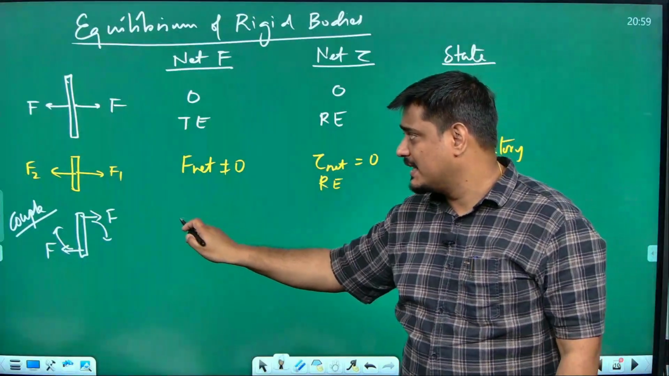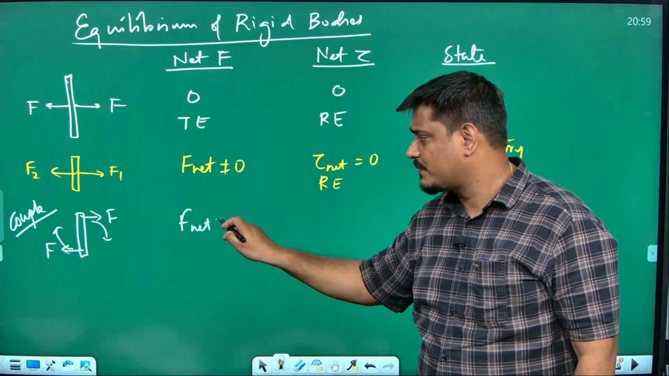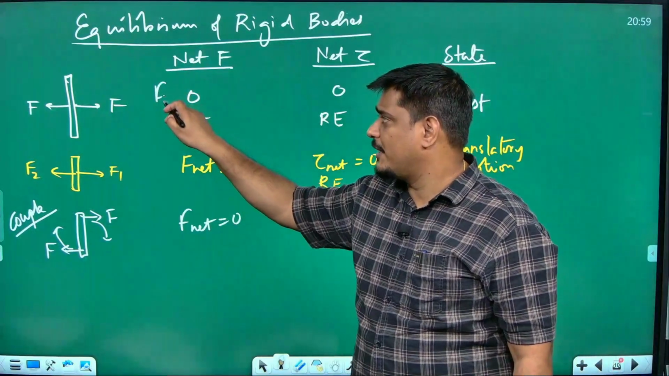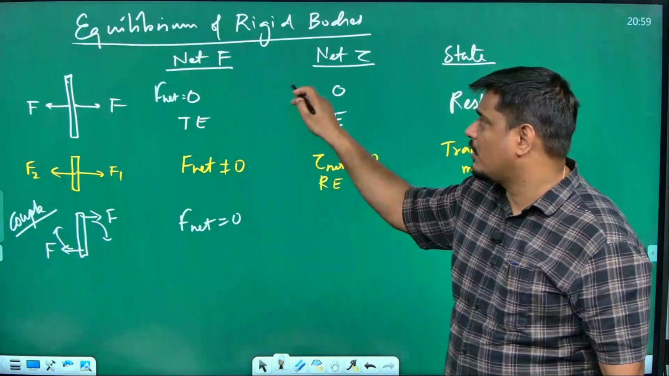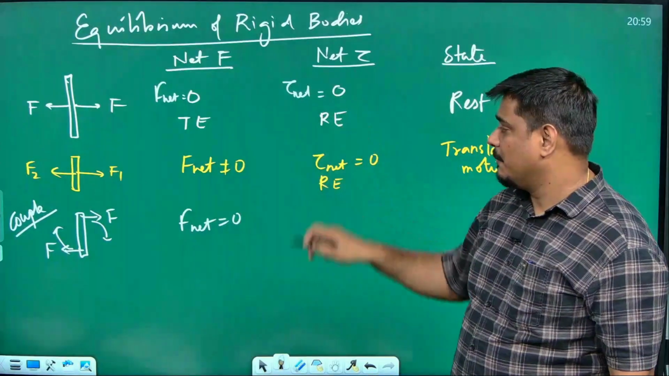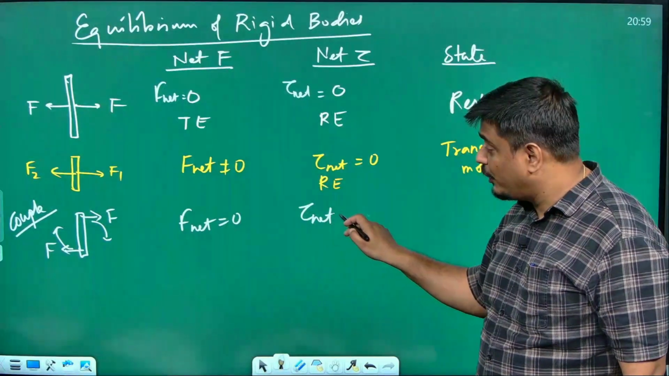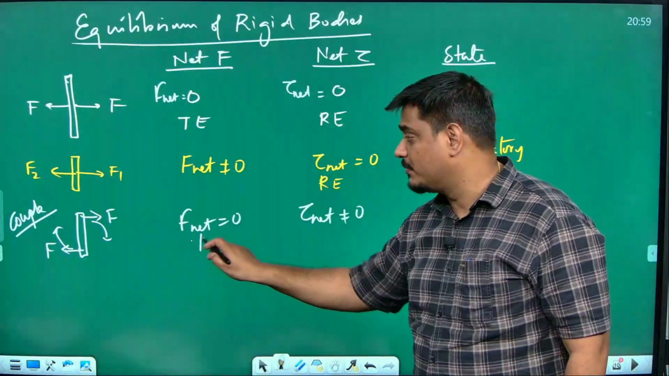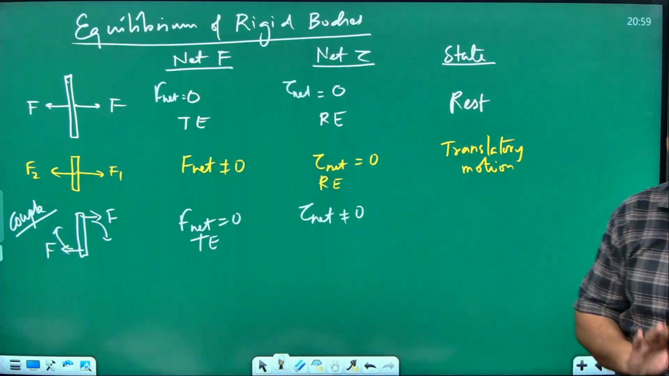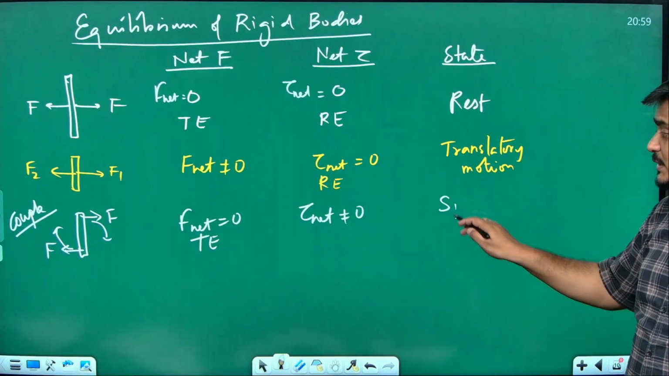And what happens in this case? F net is 0, isn't it? Like how here F net was 0, but torque net was also 0 in this case. But here torque net will not be 0. It means the body is not in equilibrium, translatory equilibrium alone, and the body starts to spin.